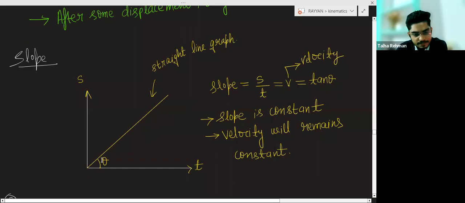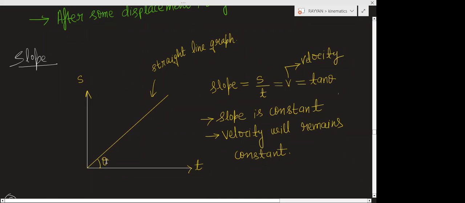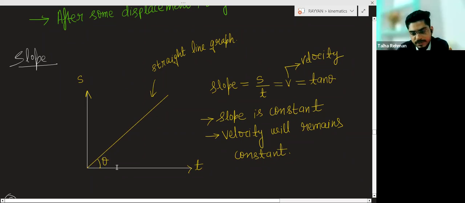So if we have this type of graph, a straight line graph, then for a straight line graph the slope will always be constant. You can see this theta is constant during the whole graph. Theta with the time axis is not changing, which means tan theta will remain constant. If tan theta remains constant, the slope remains constant. So you will say the slope is constant.